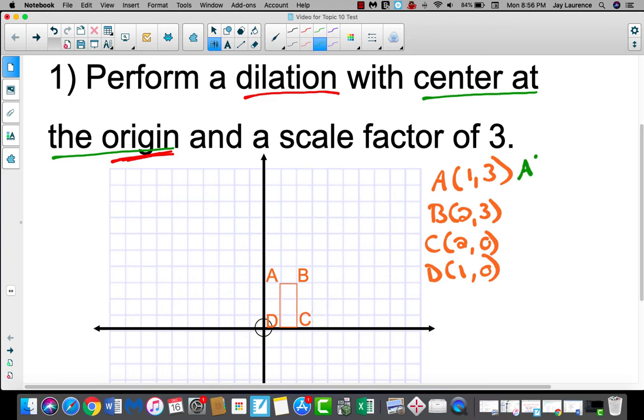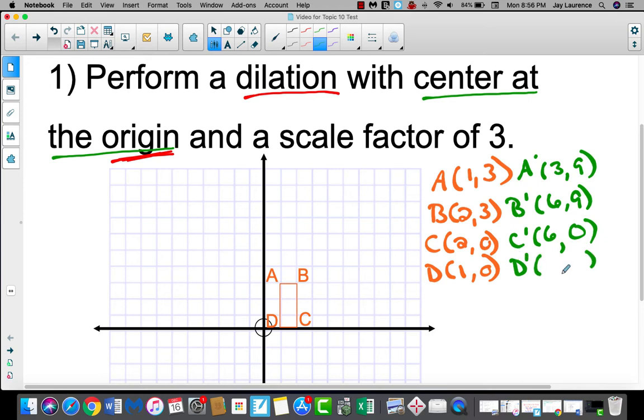So A prime is going to become 3, 9. How did I get that? 1 times 3 and 3 times 3. B prime is going to be at 6, 9. Okay, C prime. You tell me C prime. Go ahead. Come on, Desiree. I know you can do it. Go on. Yep, that's right, Desiree. It's going to be 6, 0. Okay, and D prime. Oh, Emma. I know Emma can do this one. All right, Emma, if I multiply both coordinates by 3, I'm going to get 3 times 1 and 3 times 0. So now I'm going to plot these points.